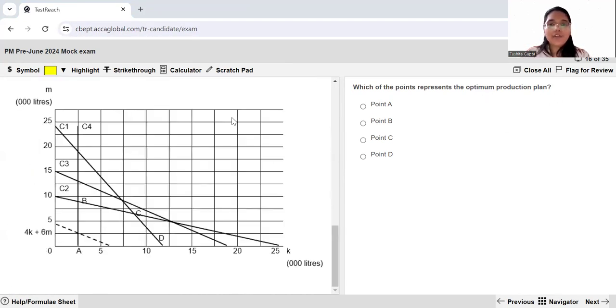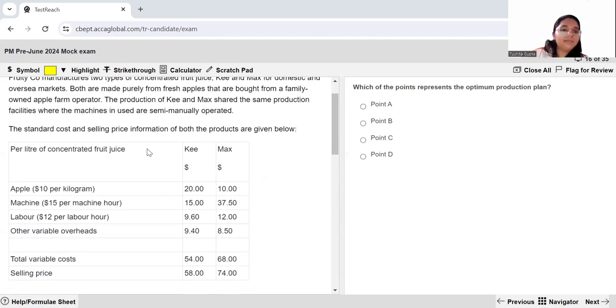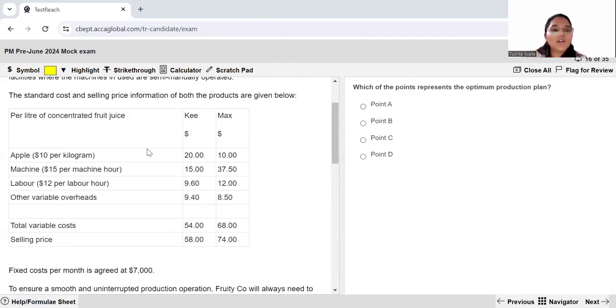So you have all sorts of information available. Let us go and have a look at the information. Fruity Company manufactures two types of concentrated fruit juice, Key and Max, for domestic and overseas markets. Both are made purely from fresh apples that are bought from a family-owned apple farm operator. Production of Key and Max shared the same production facilities where the machines in use are semi-manually operated. The standard cost and selling price information of both of the products are given below.